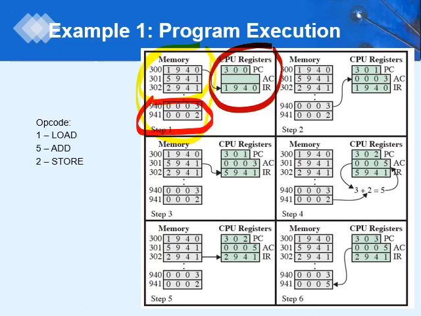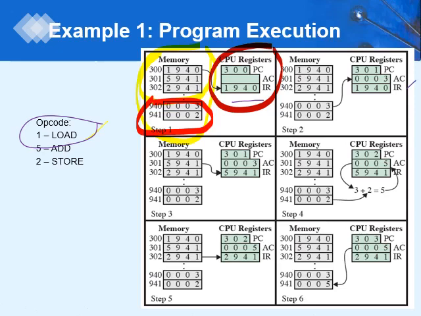So we decode 1940. We found out that 1 is the opcode, and that is load. And what are we loading? We are loading what is inside address 940, the data inside address 940. And go to step 2, and that is 0003. So we put 003 inside the accumulator. Now we have the content of the accumulator.